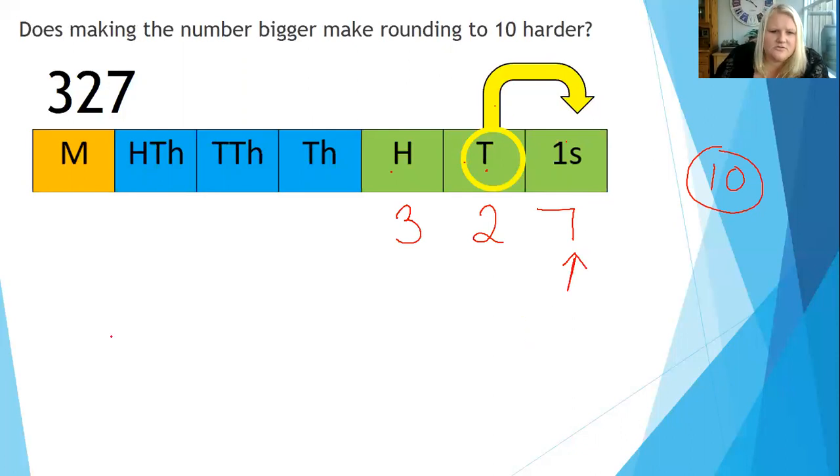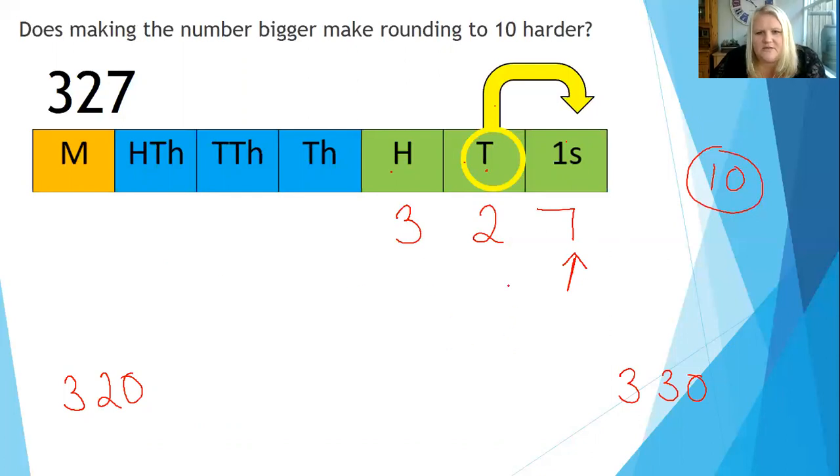So if we look at 327, we've got 320 and we've got 330. They are the nearest whole 10 numbers, with the 0 on the end. That is what we're looking at. So if we've got 327, what do we do with the number 7? Does 7 round up or does 7 round down?